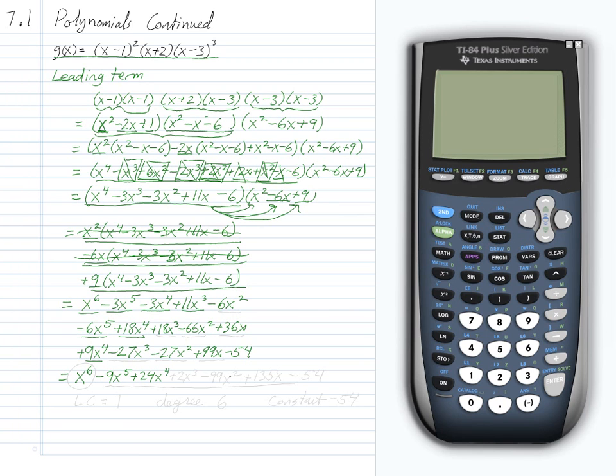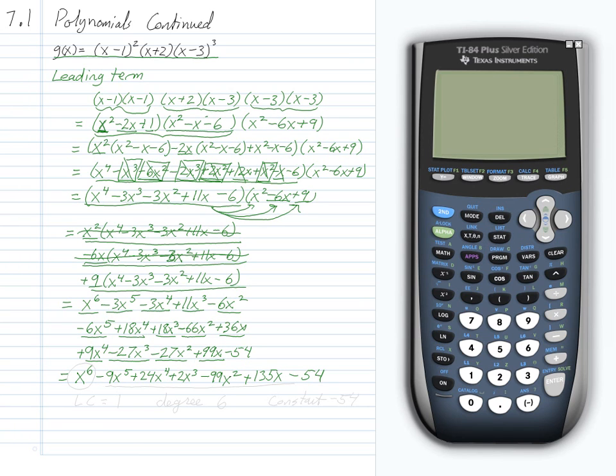And then our x to the 3rds: 11x to the 3rd, 18x to the 3rd, negative 27x to the 3rd will give us positive 2x to the 3rd. And x squared, we have negative 6 minus 66 minus 27. So negative 99x squared. And I have x's, 36x and 99x gives us 135x minus 54.